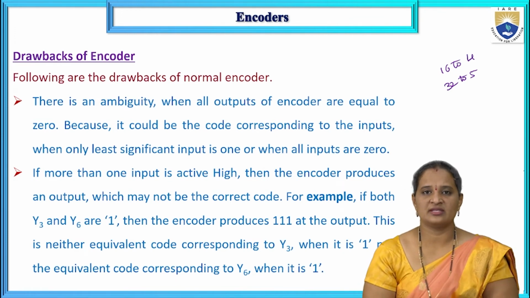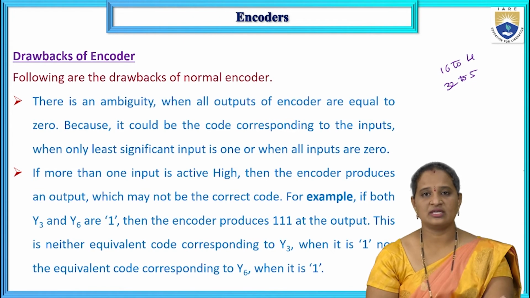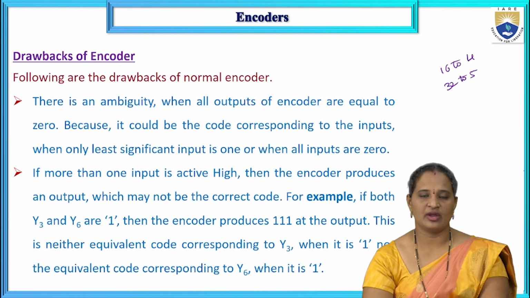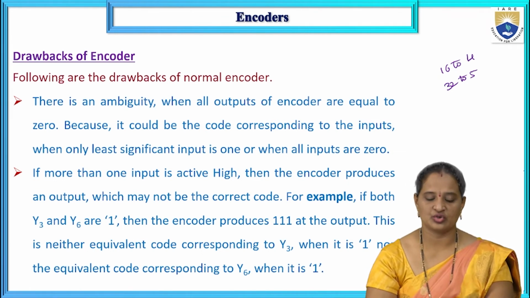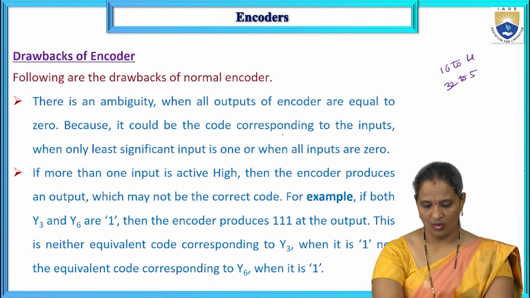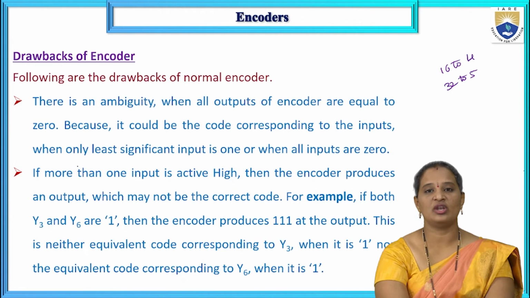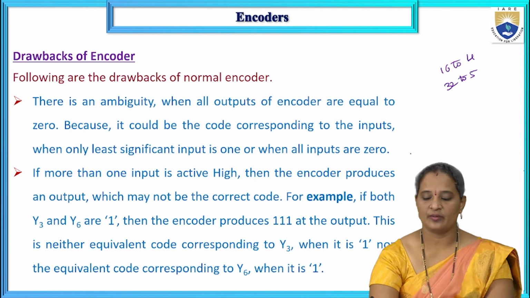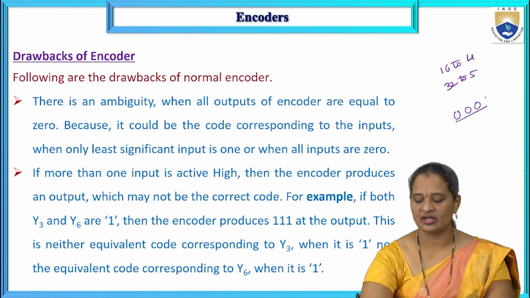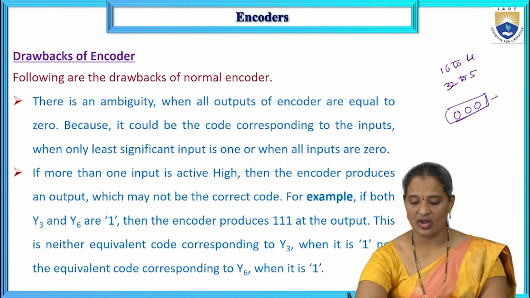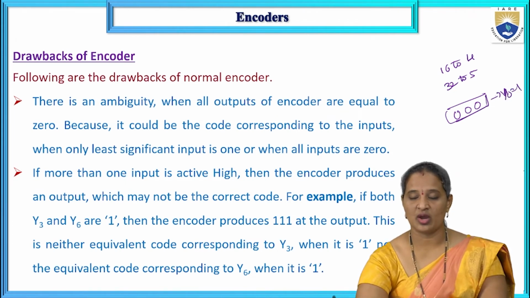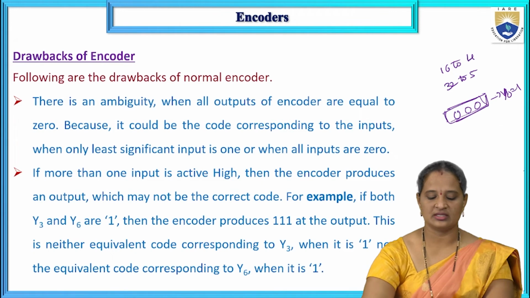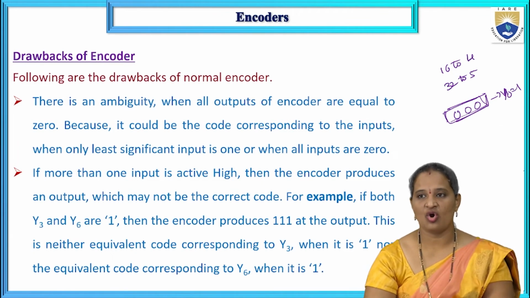But there are major drawbacks that we can observe in an encoder. So what is the drawback? At any instant of time, only one input line is enabled and all the remaining input lines are considered to be 0. The encoder gives the same output, all 0, when only the least significant input Y0 is 1, or when all the inputs are equal to 0. So this is the disadvantage of the encoder.